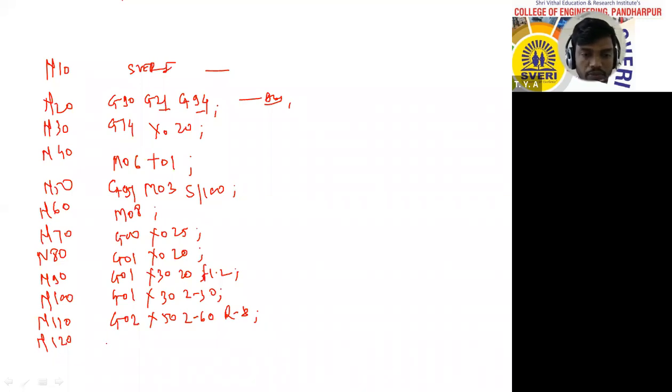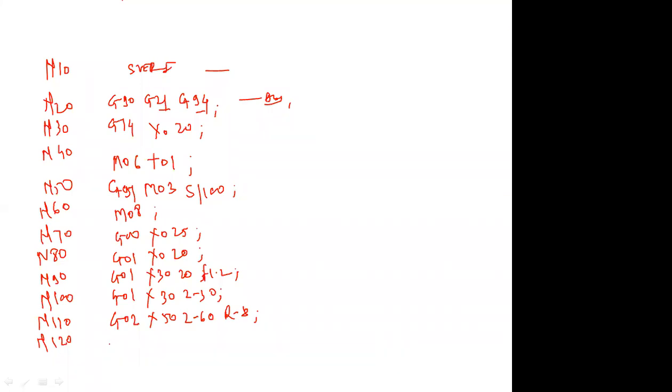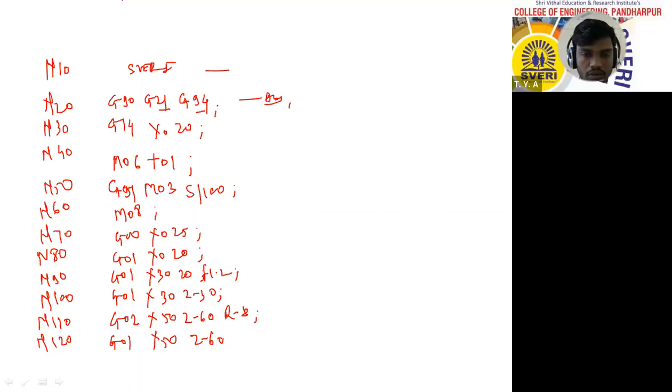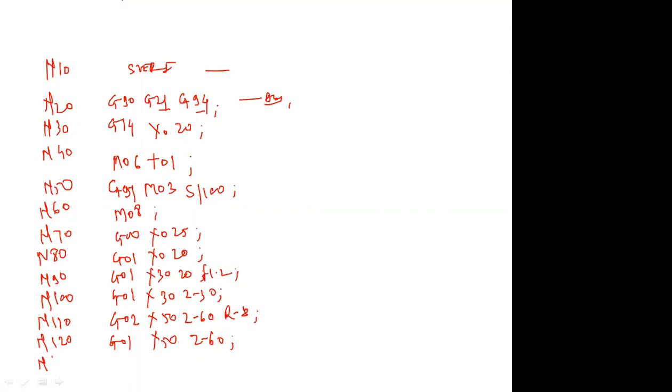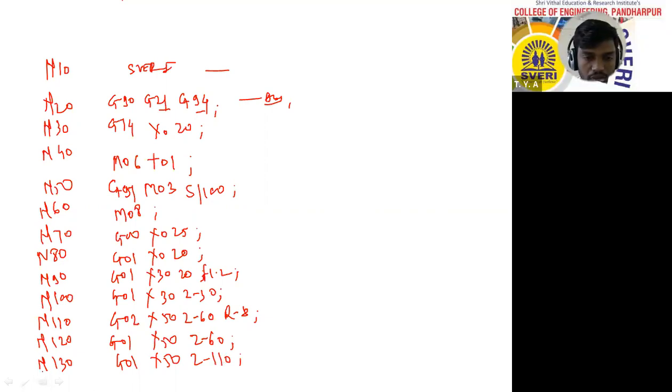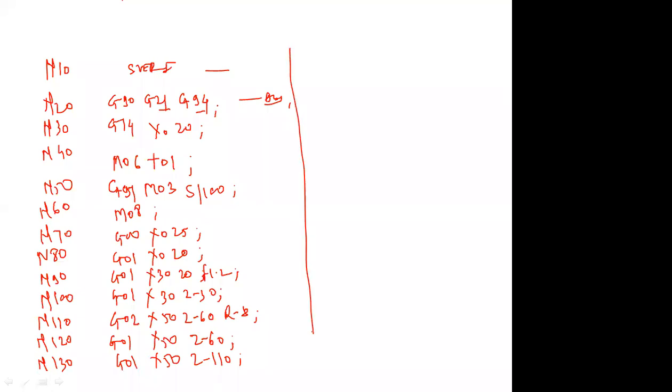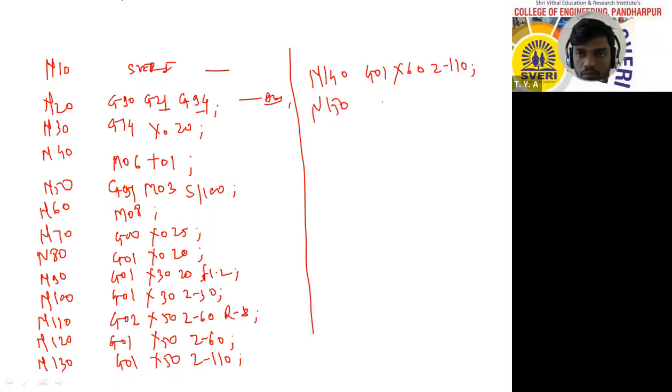Next block 120: G01, X50, Z-60. Then G01, X50, Z-110. Next: G01, X60, Z-110. Next: G01, X0, Z0.